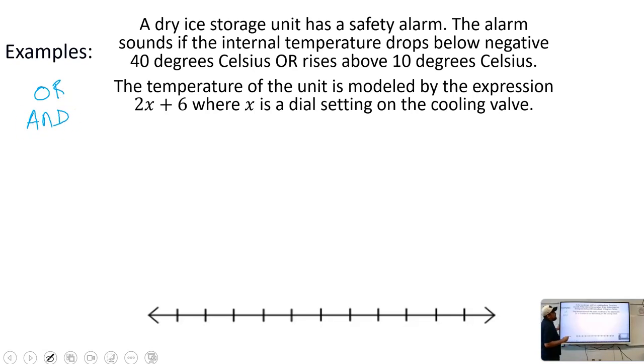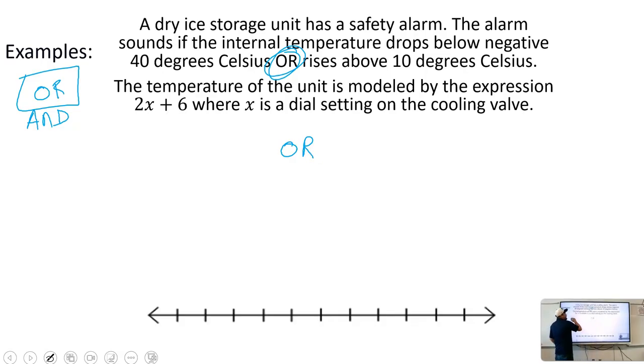Well, it says the temperature has to be below 40 or above 10 degrees Celsius. So clearly, we're going to be using an or compound inequality, which means we have to have two separate statements with the word or between them.